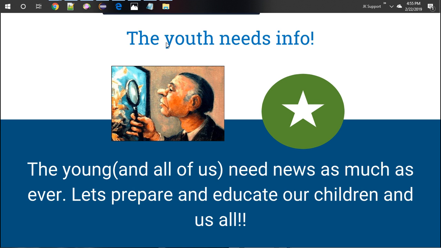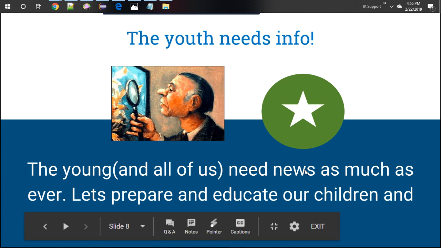Therefore, I am glad to say that now even they have lots of ways, both print and electronic, to access new information which has been hidden from them in the past. I am very glad to say that this is true. The young and all of us need news and education as much as ever. Let's prepare and educate our children and us all.